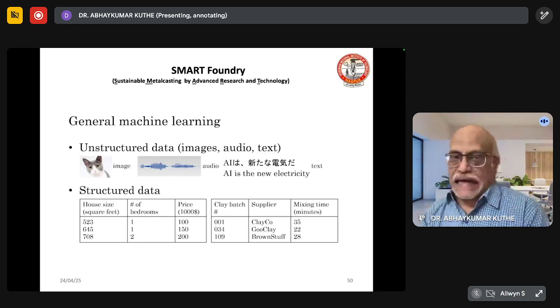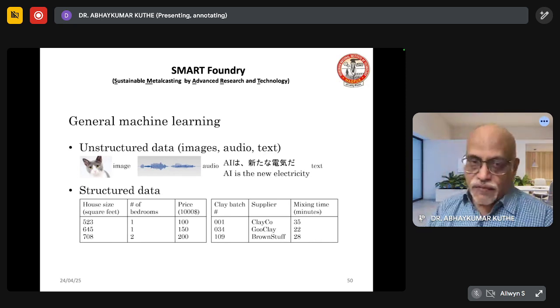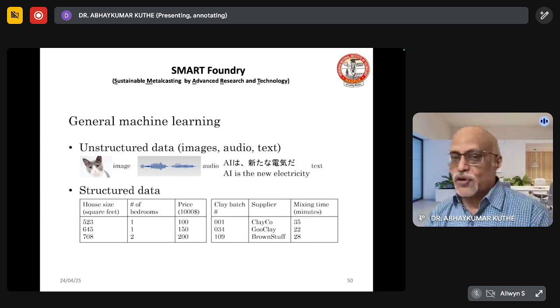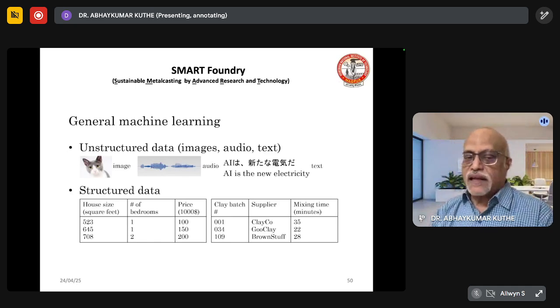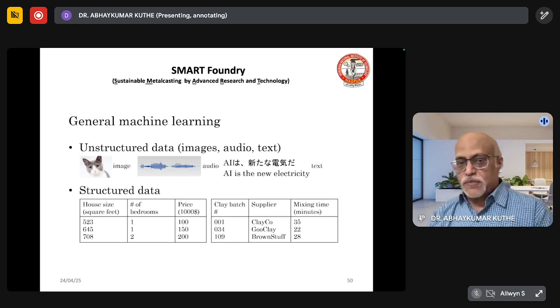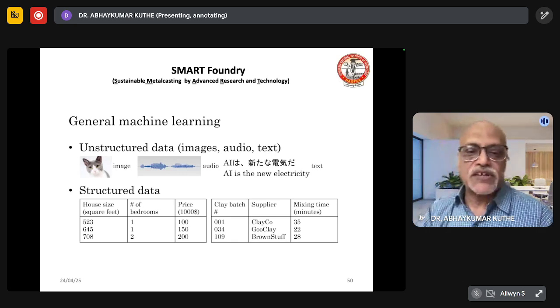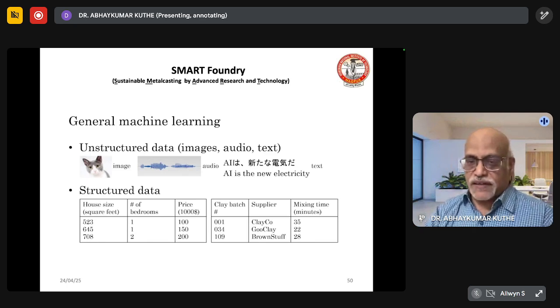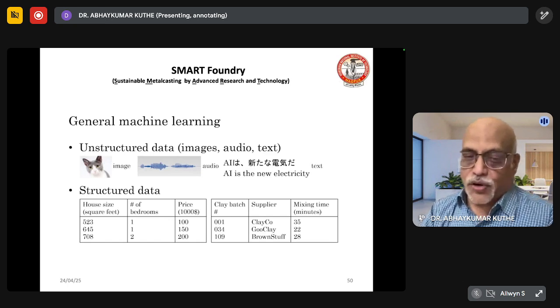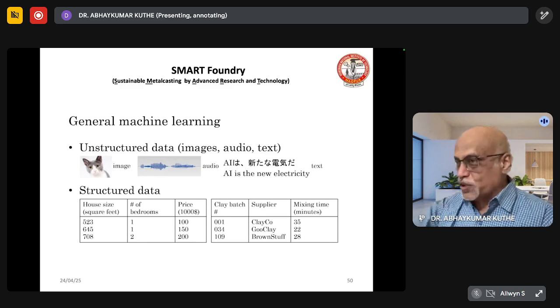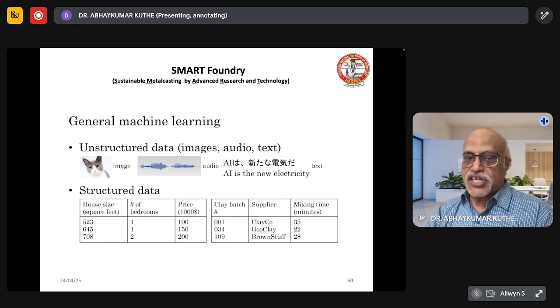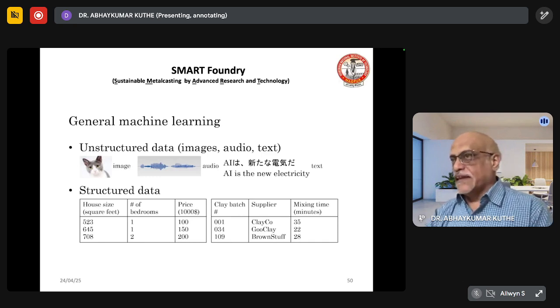There are two types of data. One is the unstructured data, the one which you can see here, the images, audio, text, and all that. And another one is the structured data. That means where you will have all data in the form of numbers, the way it is shown there, various examples are given. Like, for example, the structured data of house size, number of bedrooms, price, everything. If you can note it down properly, then the structured data can very easily be used to develop an AI engine.